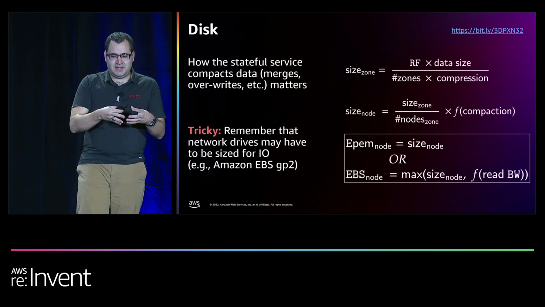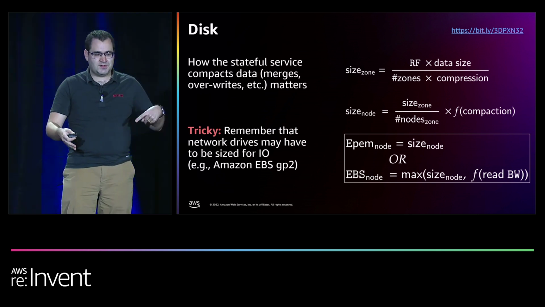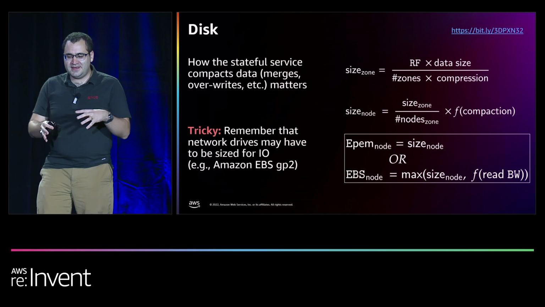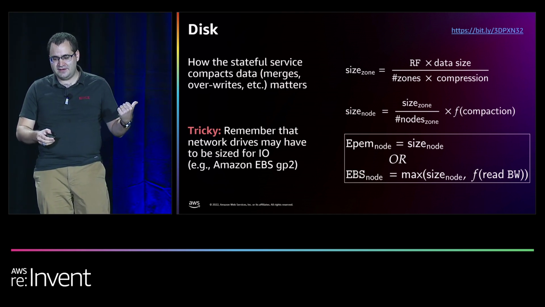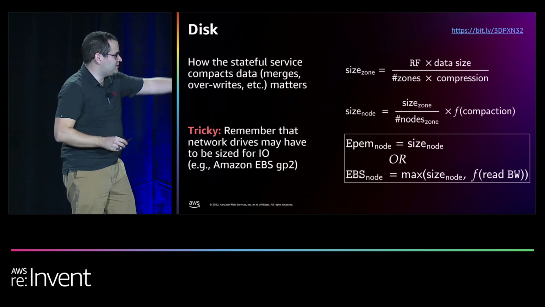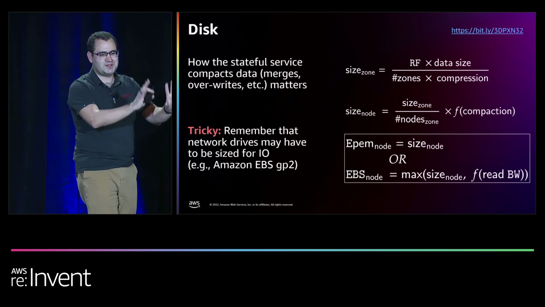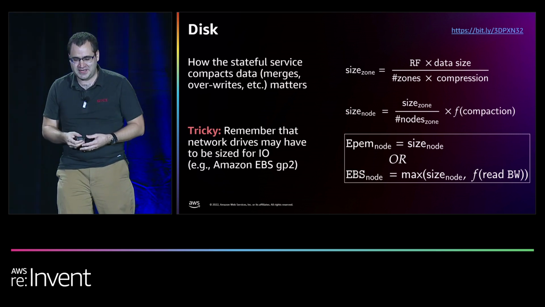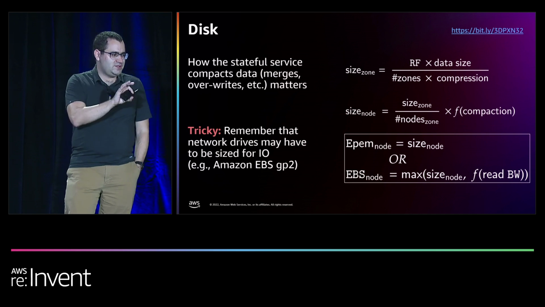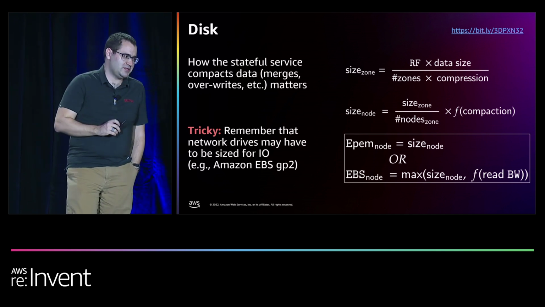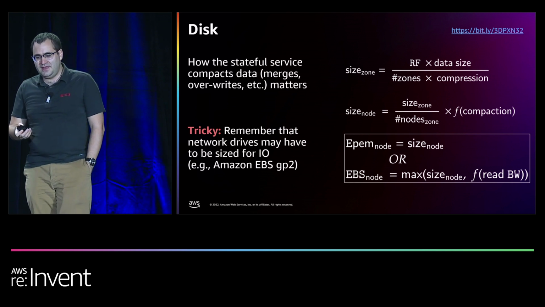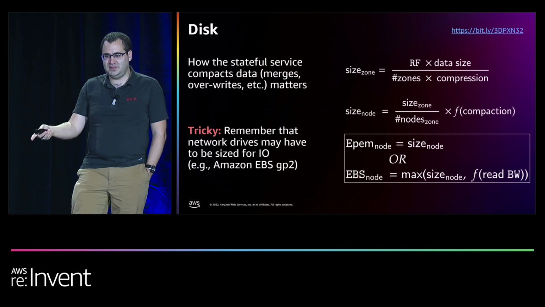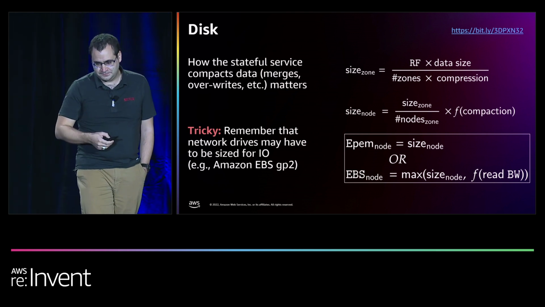So you take how many copies of data you have, you multiply it by the input size, you divide by how many zones you're splitting it over, and then you multiply by your compression ratio. This gives you how much disk space you have per zone. And then you can estimate based on the previous 2 numbers how many nodes you have, and then multiply it by this function, F compaction. Whenever you see me say F compaction, that's me essentially saying there's a bunch of math here. Let's just pretend, for the sake of this talk, that it's some function of your data store's compaction strategy. And then that's how much space you need per node, unless you're using network drives. If you're using network drives like EBS GP2, then you have to take a maximum of that size and buying enough space to get the I/O that you need, which is a function of read bandwidth or write bandwidth.